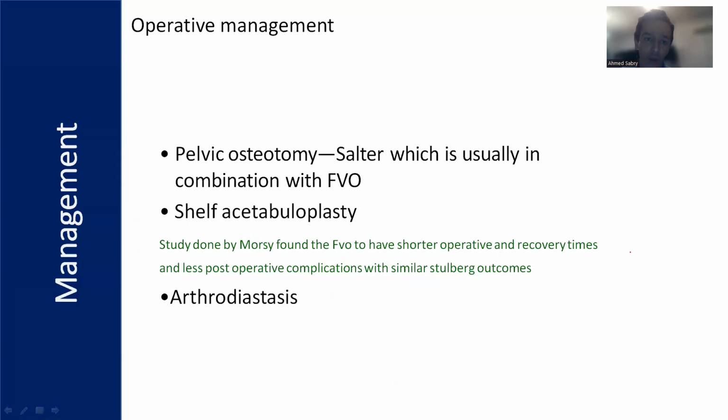Other operative managements, Salter, like we can do pelvic osteotomies, such as Salter's osteotomy. It's usually done in combination with femoral varus osteotomy. Also, there's shelf acetabuloplasty. There's a study that's being done currently in Abu Rish by Morsi, where he compares femoral varus osteotomy with shelf acetabuloplasty. However, he suggests that femoral varus could be better because there's a shorter operative time and better recovery times, and there's less post-operative complications with similar Stolberg outcomes.